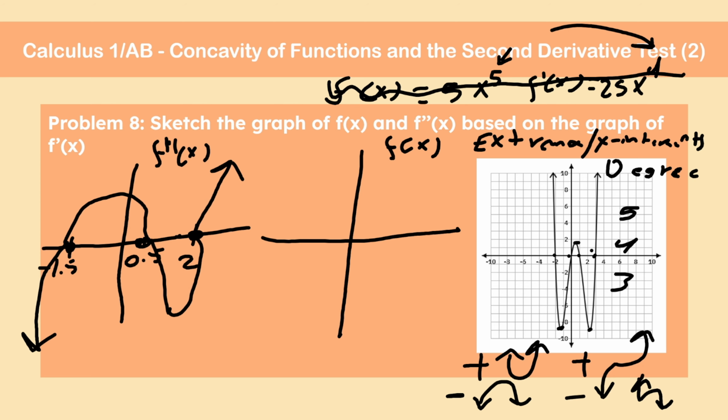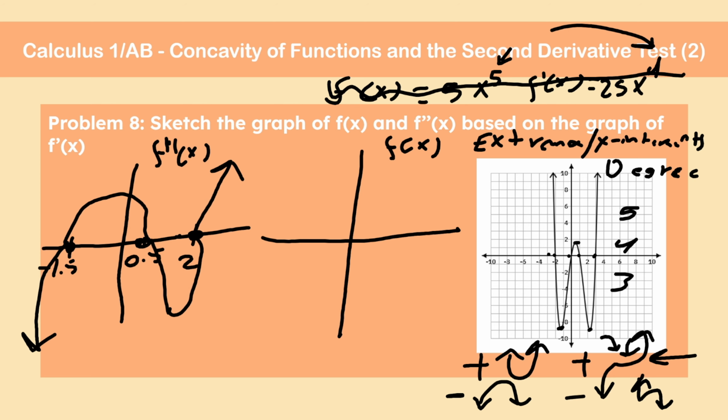So f prime of x is an even positive degree function, which means that f of x would be a positive odd degree function. And the same thing can be said for the derivative of f prime of x. As you can see here, it has the same behavior as this graph over here. So knowing that, the function f of x will behave like this one right here.